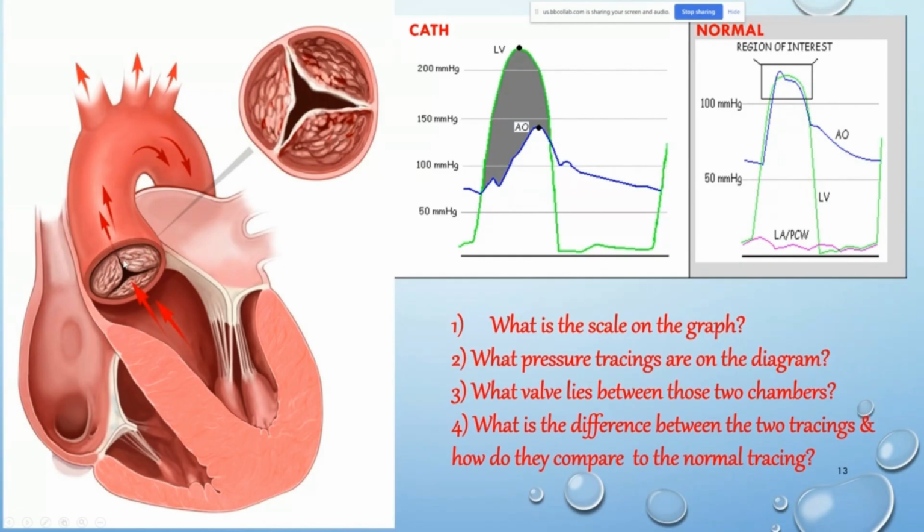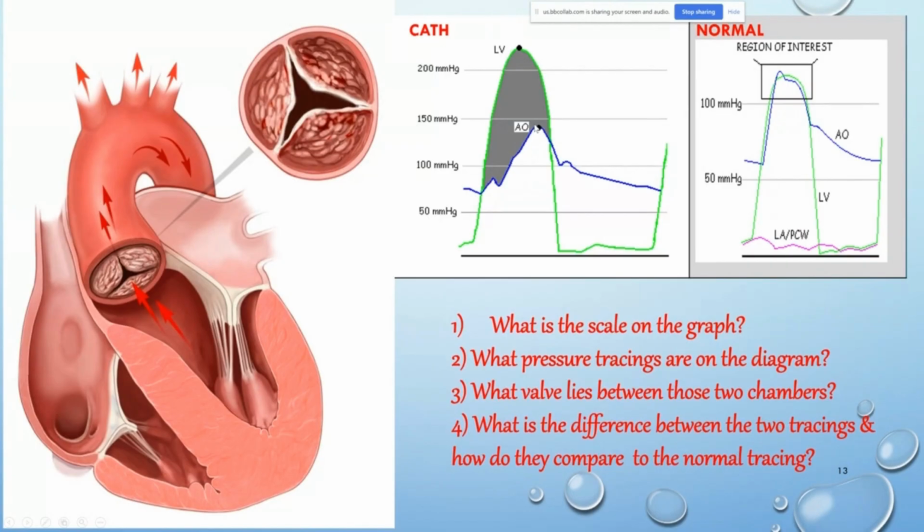And the last question is, what is the difference between the two tracings and how do they compare to this normal tracing right here? So when you look at this tracing and you compare it, remember, to just this part right here, you're going to notice that this left ventricular systolic pressure right here is elevated, and it is much higher than the aortic systolic pressure right here. But in the normal, there isn't a big difference. When the person has stenosis, though, there is a big difference. So that's going to create that transvalvular systolic gradient. And whenever we see this in the cath lab, it is consistent with somebody who has aortic stenosis.